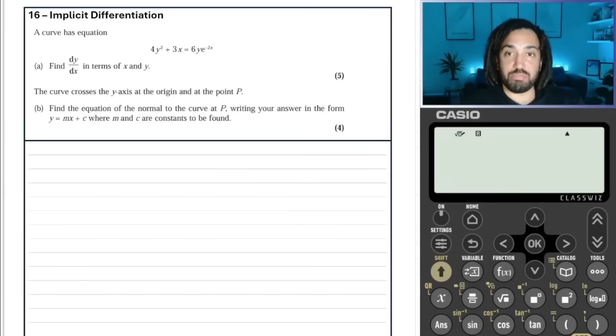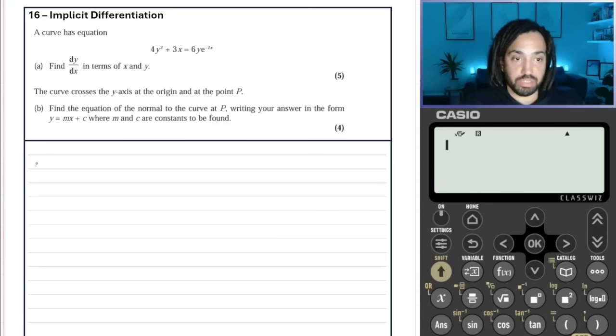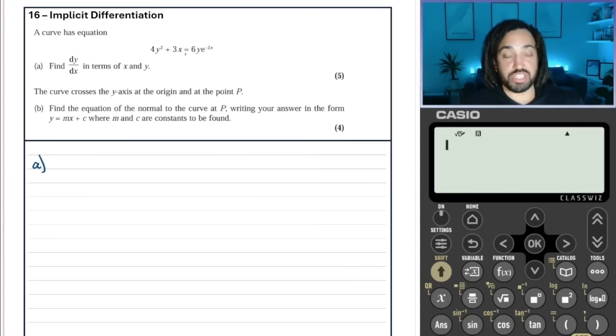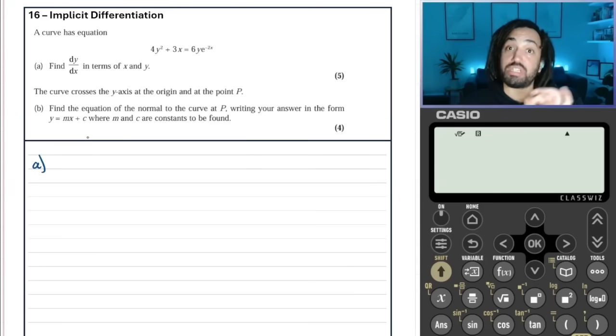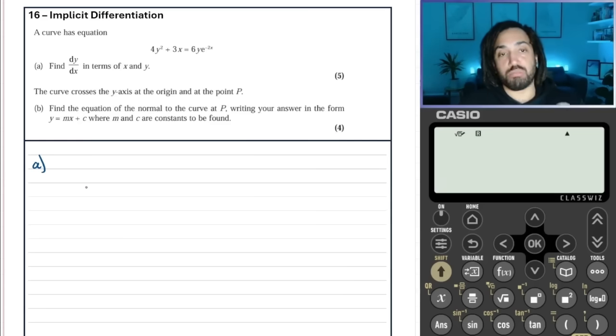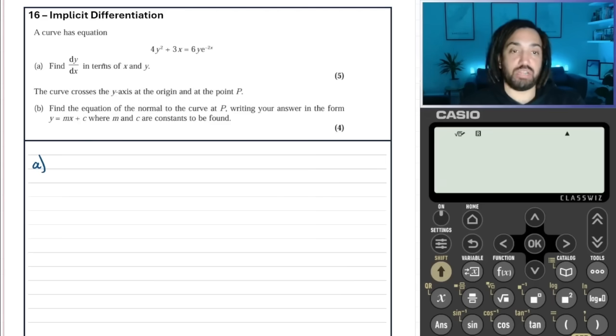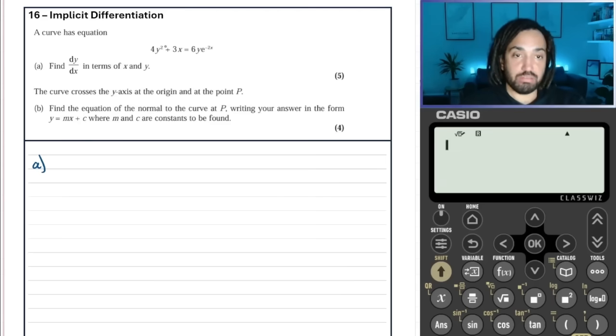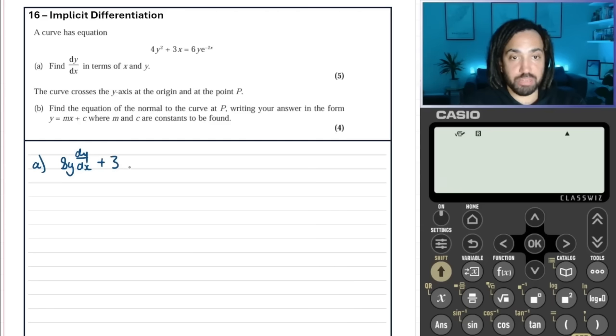Okay, we have implicit differentiation. So for part A, we need to just differentiate the whole function. And remember, when we differentiate a function of y, we must times it through by dy by dx. So here, when we differentiate 4y squared, 4y squared goes to 8y, but because it's a function of y, we times through by dy by dx. 3x just differentiates to 3.